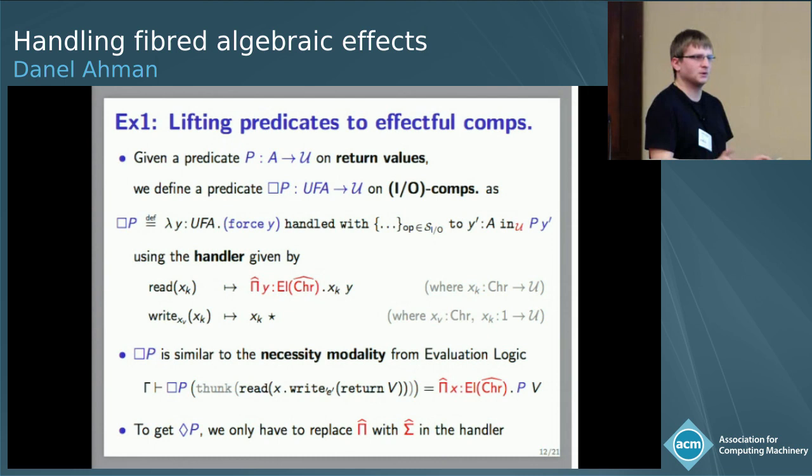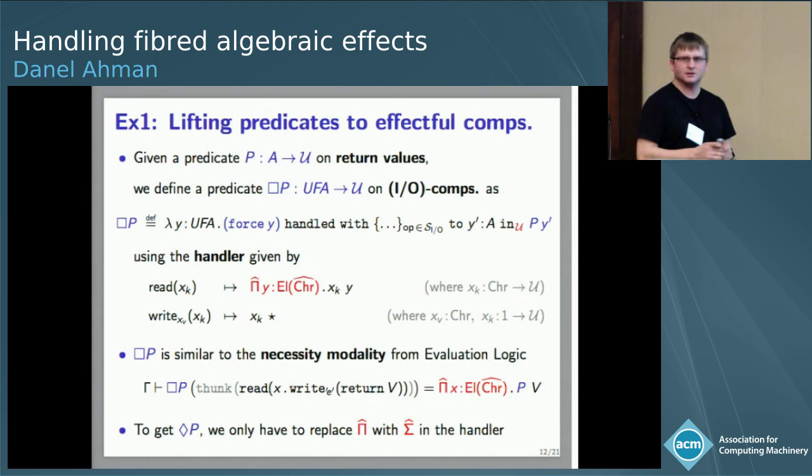These are the possible values that the environment could give me. And for all of such values, the return value has to satisfy the predicate. So it's naturally a necessity modality in the sense of evaluation logic. And if I would like to get a possibility modality, a diamond P out of it, I really have to only replace the pi with the sigma, and you get the corresponding behavior.